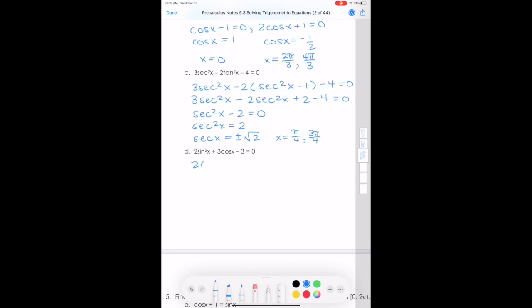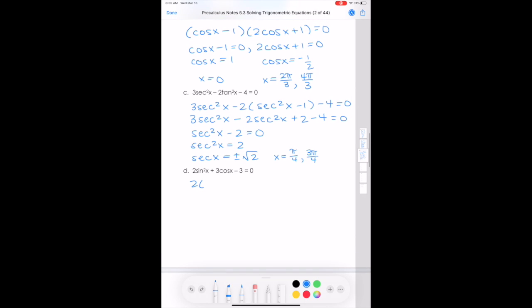All right, this one I don't have a choice of which one I switch because I only have sine squared and then just a regular cosine. And sine squared has an identity where I can change it to cosine squared. That's what I'm doing. And then I'm going to distribute that too. Combine like terms. And factor.